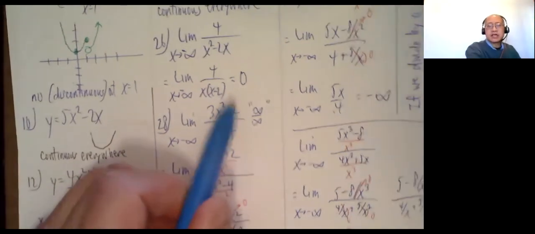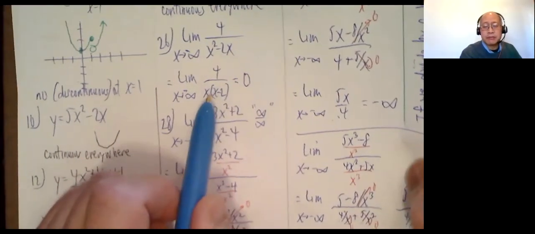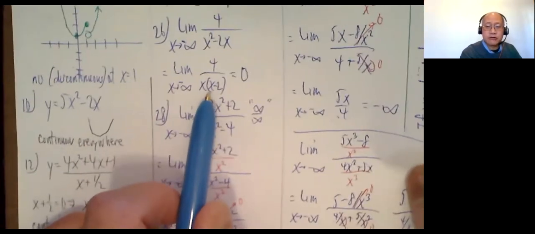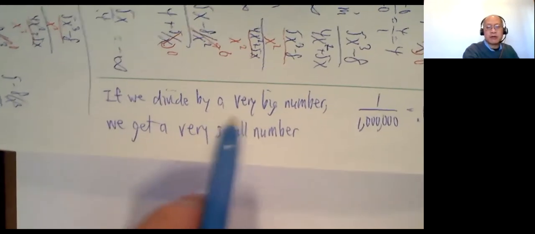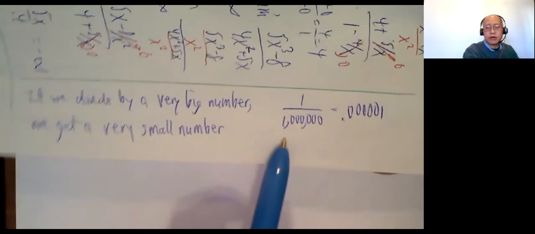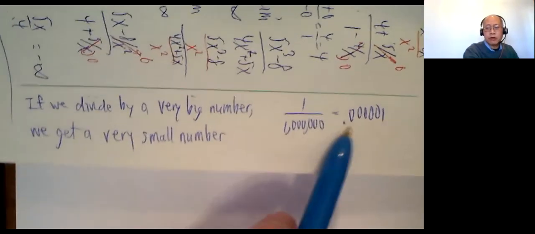You don't have 4 pizzas to feed millions of people. Everyone gets nothing, right? That's the way to think about it. So again, the concept is if we divide by a very big number, we get a very small number, like 1 over 1,000,000, 0.00001, right? Very small number.